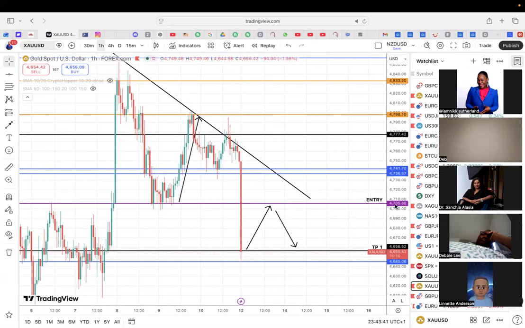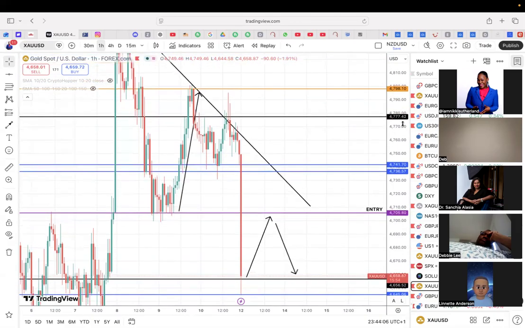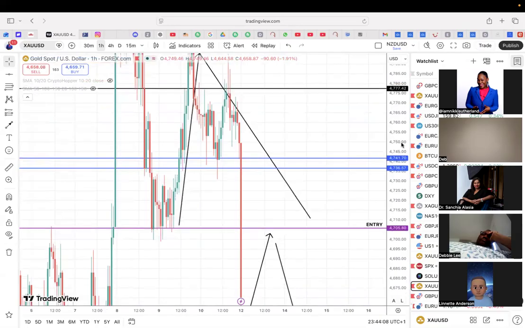But if you have a look here, our entry, and I want everyone to write this down, is 4705.80. Now, when we're working out the stop losses and take profits, etc., just ignore the numbers after the decimal point. So for now, we're just looking at 4705. So 4705 is where we're looking at our entry.